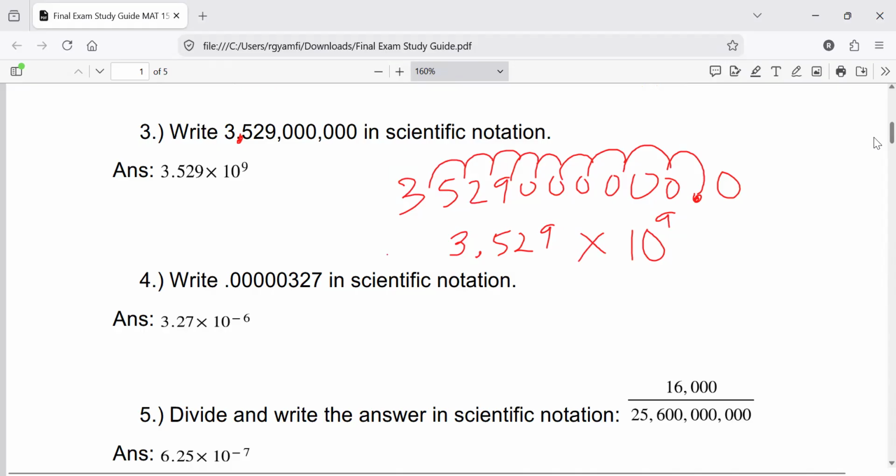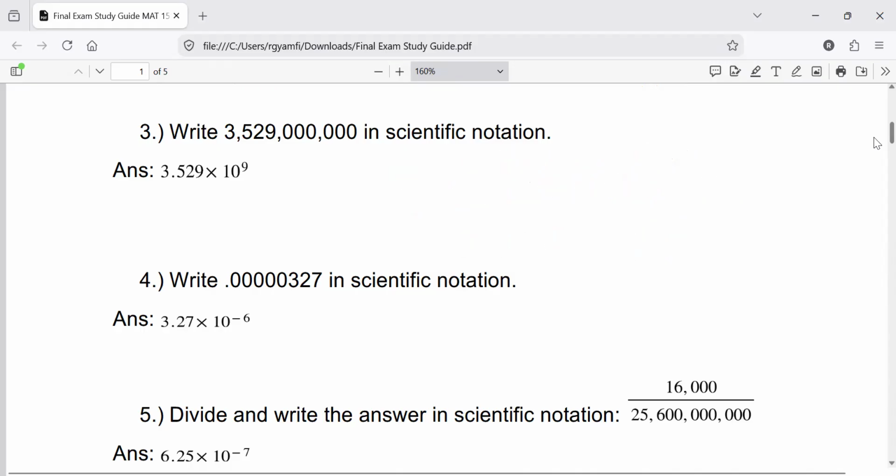All right, number 4. In number 4, we've got 0.0000327, and we are going to be changing that to scientific notation. Okay, let's look at that. So, with this one, we have to move the point because we are trying to write it in scientific notation. We've got to move the point to this part so that we have 3.27.